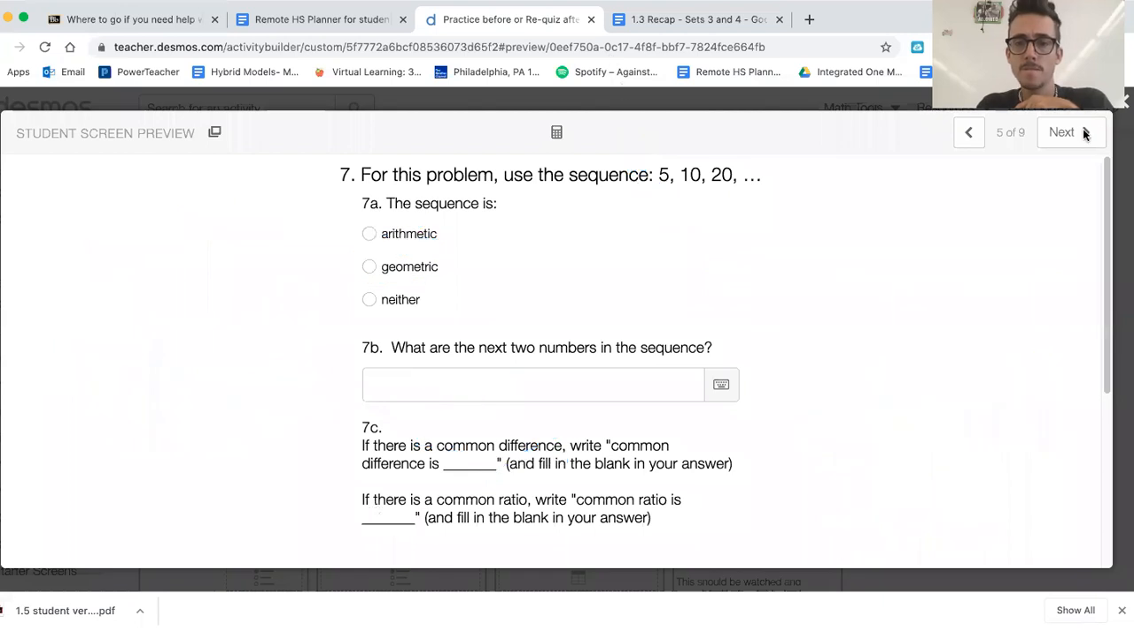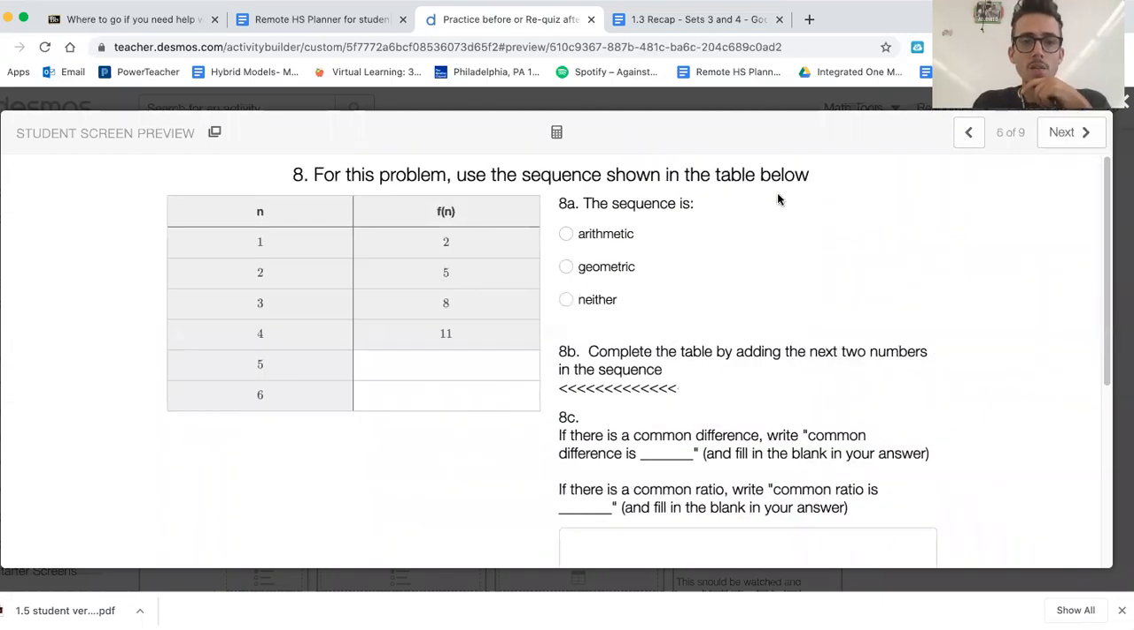Clearing that out. For this problem, see what's up with it. We keep adding 3, so it's arithmetic. Complete the table. We keep adding 3. 11 plus that 3 gets you 14. 14 plus 3 gets you 17. Common difference is positive 3.